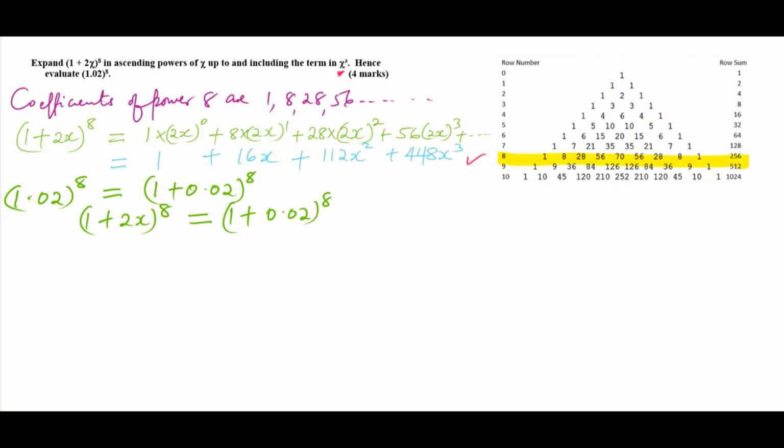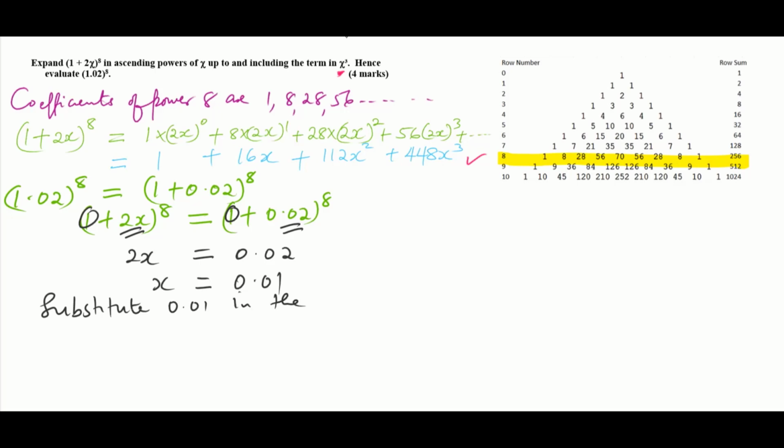Now from here, for us to obtain the value of x, you're going to equate these two, because the 1 is the same and this one is the same. So we're going to equate 2x equals 0.02. Therefore x equals 0.01. Since we have obtained that, now we come and substitute 0.01 in the expansion.